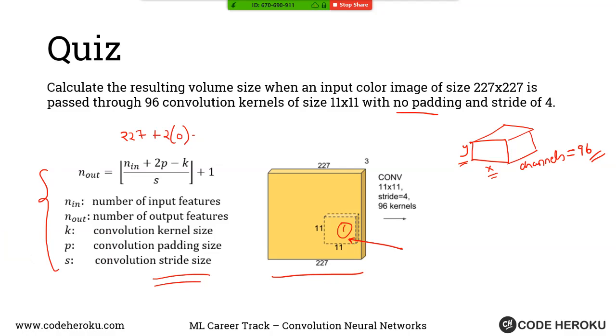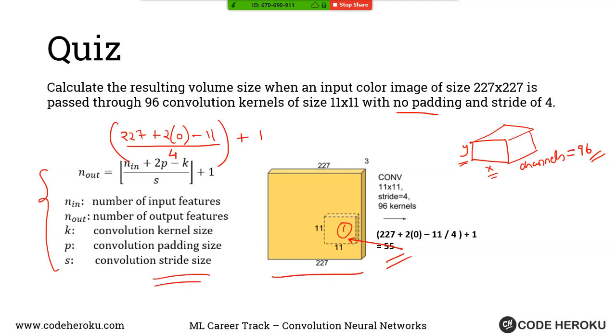The K is the kernel size, right? So which is 11, divided by the stride, which is 4, plus 1. So if you do the math over here, you would see that 227 plus 2 times 0 minus 11, divided by 4, plus 1 will give you 55.